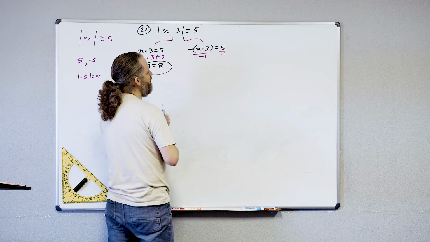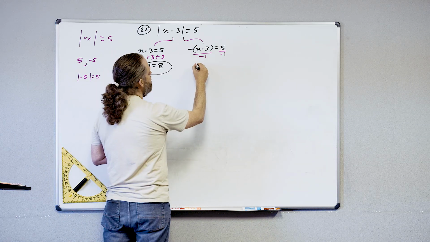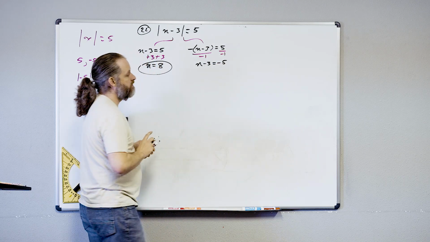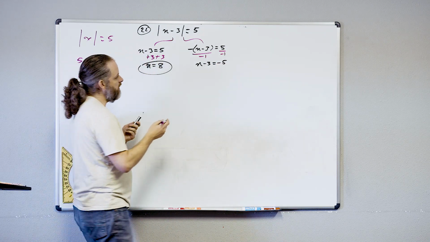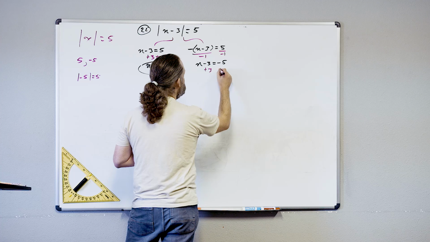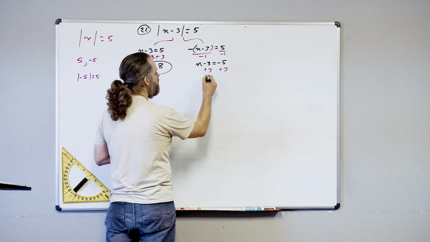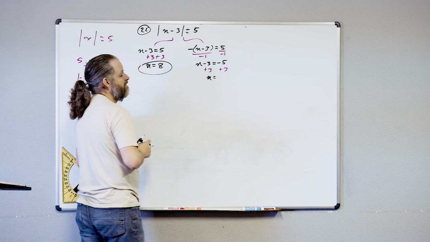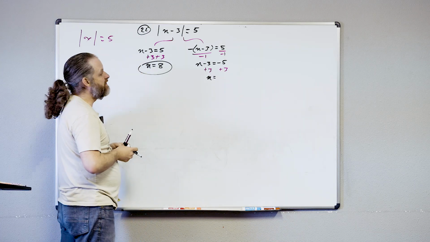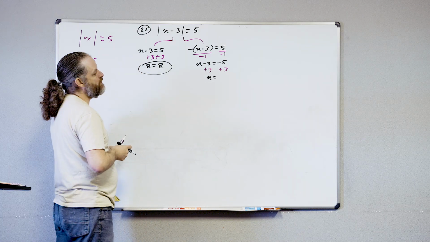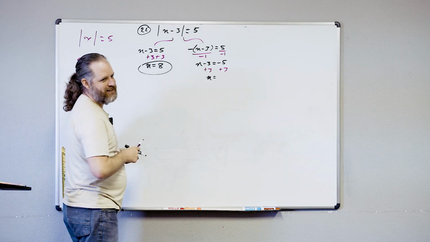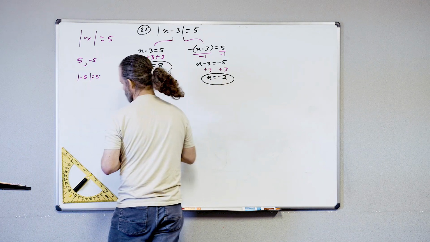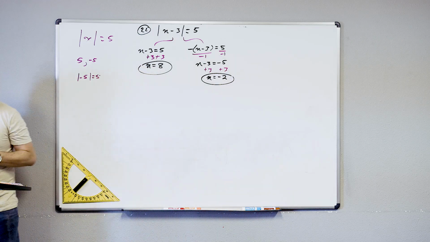Over here, what do we end up with? Now what? Add 3. So n equals what? Signs are different. Signs are different. So we subtract and keep the sign of the bigger one, right? So negative 2. You did. It was in there somewhere.